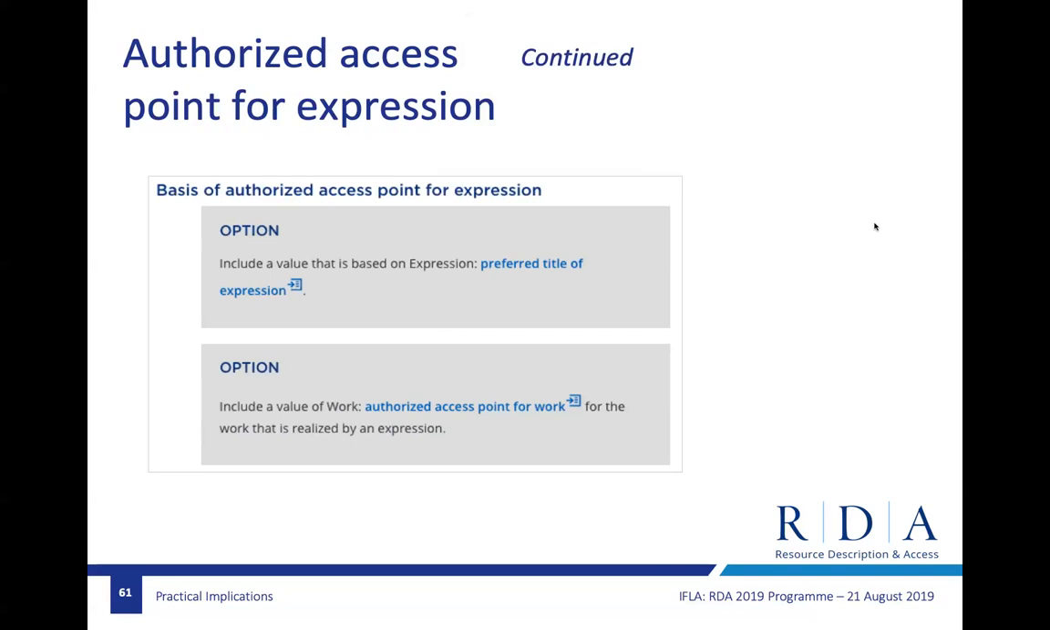The basis of my authorized access point is the preferred title of expression, which we've already determined, and I can include the value of the authorized access point for work, for the work that's realized by the expression. I really want to do that. I like seeing that my work and my expression have the same basis for the description, and then I will just add on things to the end of that string for my expression to make it distinct from the work access point.